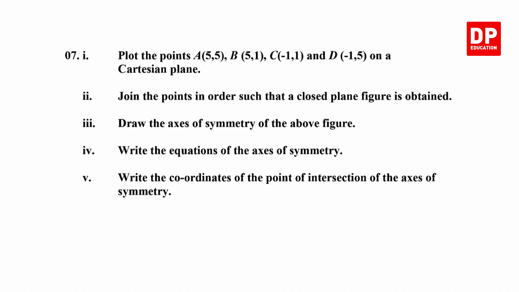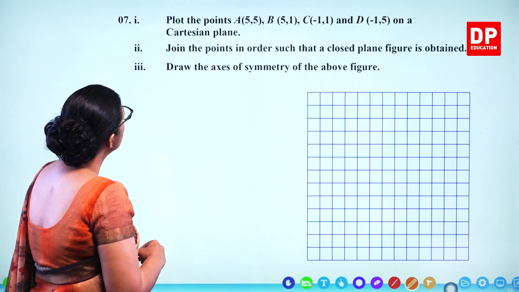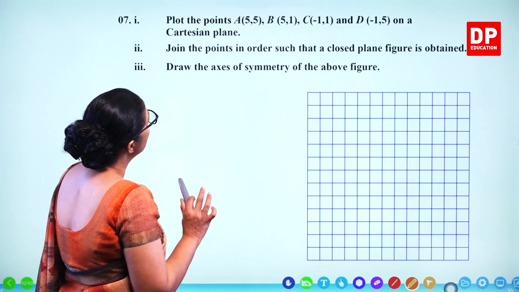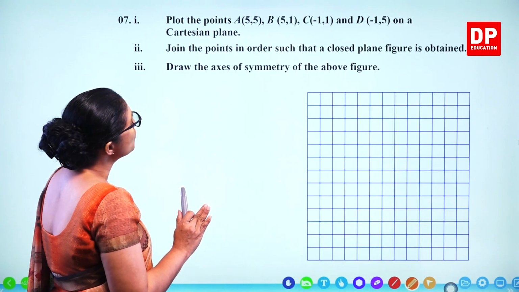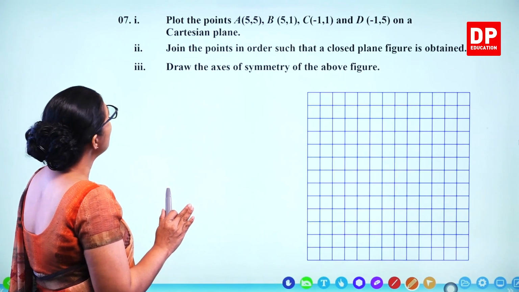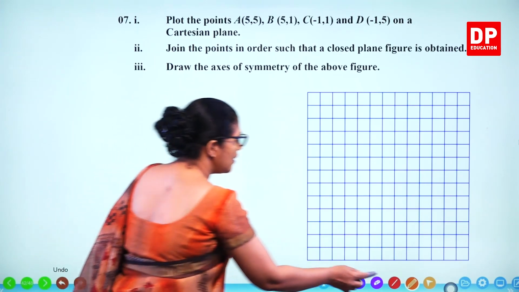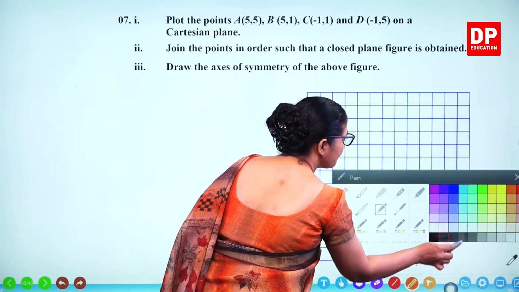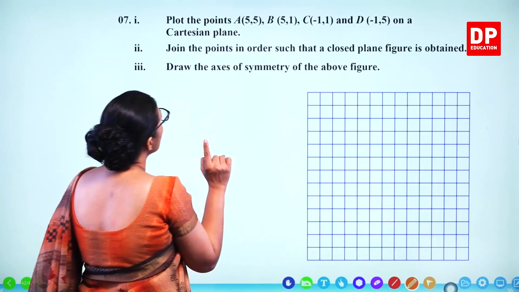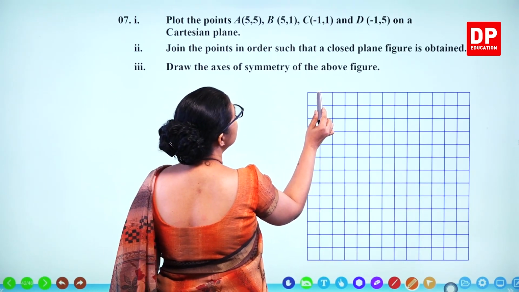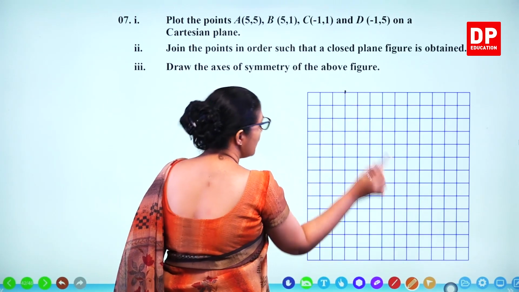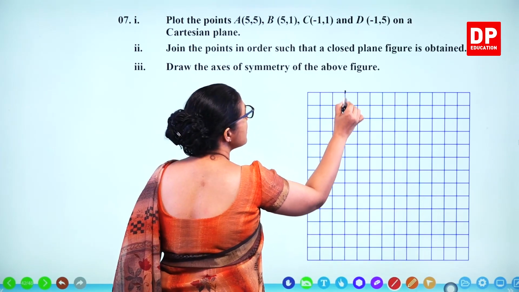Let's take question number 7. That's the last question. So you have to take a Cartesian plane and draw this. Plot the points (5, 5), (5, 1), (-1, 1), (-1, 5) on a Cartesian plane. So we have to first adjust the scale. So let's take -1 here, then 0. So we can take the y-axis here.